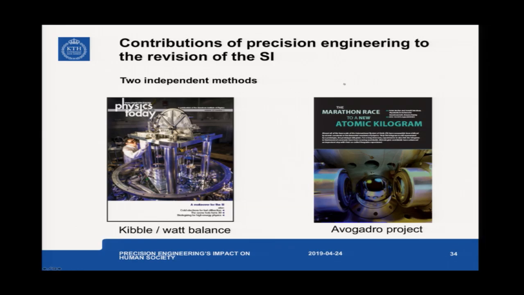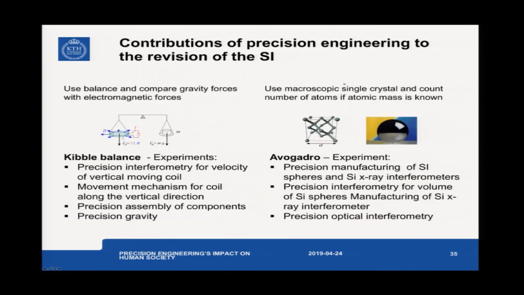Actually, two independent methods have been developed or are under development. One of them is the Kibble-Watt balance, and the other one is the Avogadro project. And both of them are actually enabled through precision engineering and metrology. So for instance, the Watt balance on the left side here uses a balance to compensate gravity forces and electromagnetic forces. And the macroscopic single crystal, as we see here, is for the calibration of the Planck constant, the number of masses in an atom and so on.